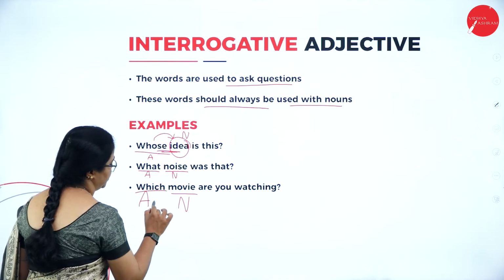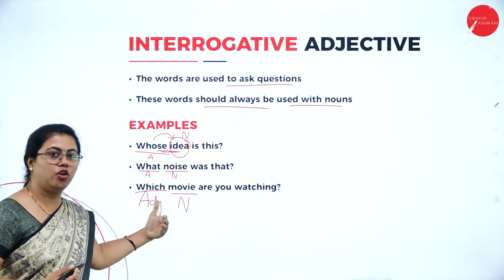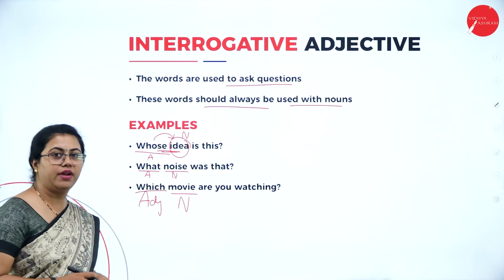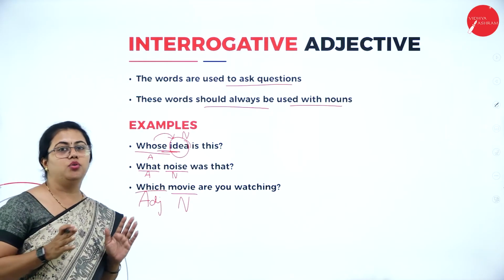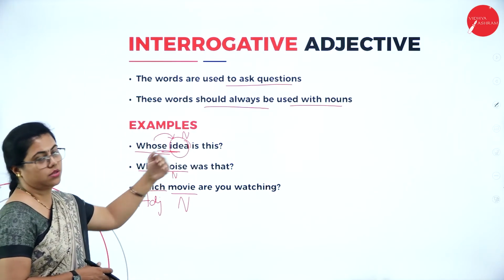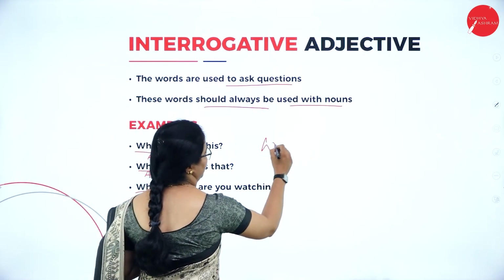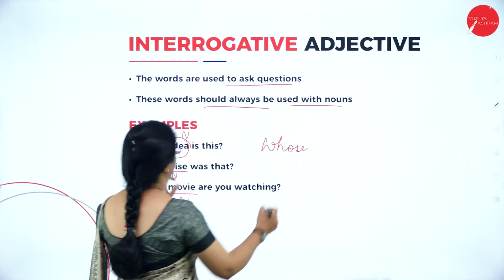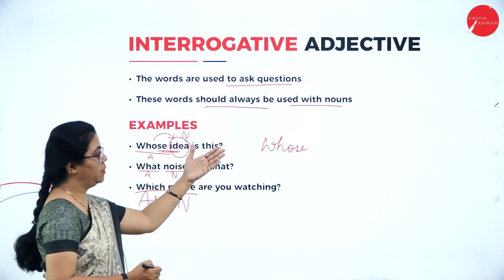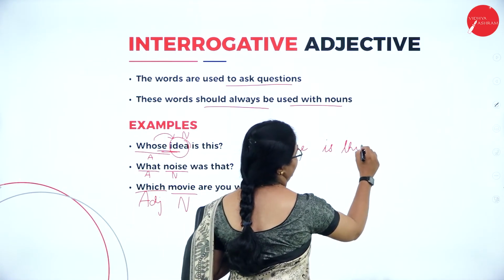This is an adjective. Okay, let me tell you the difference between an interrogative pronoun and an interrogative adjective because you tend to get confused between those two. So let me just make a small correction in this sentence. Okay, suppose I say, I have used whose idea is this, but I'm going to make a small change here. Whose is this idea?